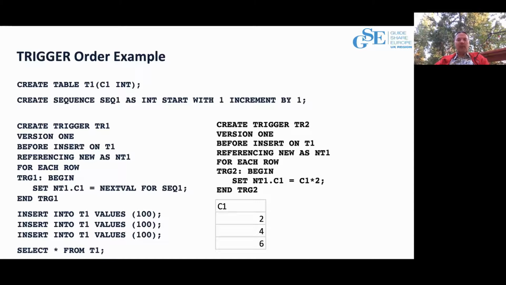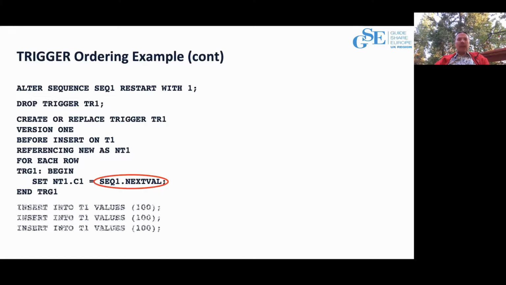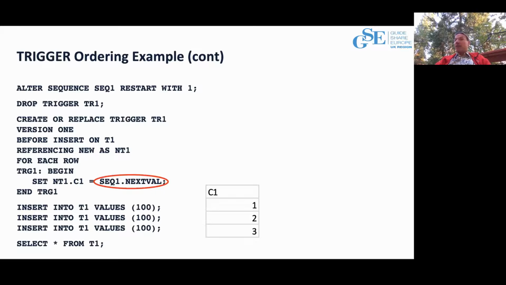So hopefully that's clear. If I was to alter the sequence to restart with 1 again, drop the trigger, recreate the trigger, right? And then do the same execution, I would get 1, 2, 3, because what's going to happen in this case is trigger 2 is going to fire first, and there's no value there. And then trigger 1 is going to fire, and it's going to do the next val for sequence, and you're going to get 1, 2, 3 instead of 2, 4, 6.